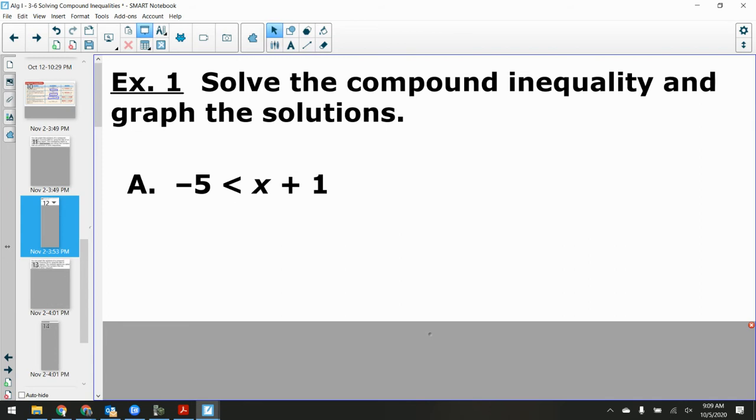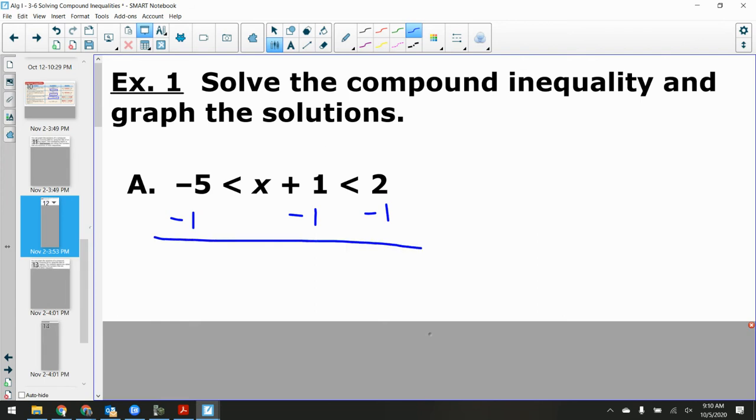Yeah. So here's what we do. Since I'm going to subtract 1 here, I not only have to subtract it to the far left, but I also have to subtract it to the far right. So that gets me negative 6 is less than x, which is in the middle, x stands alone, is less than 1. You not only have to subtract it away from the inside, but you have to subtract it away from both the left and the right side as well.